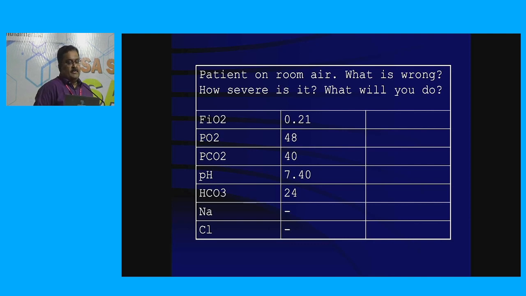He is on room air. FiO2 0.21, PO2 is 48, PCO2 of 40, pH is normal, bicarb is normal. PO2 is reduced, other values are normal. So the patient may be in hypoxemia. So we should supplement oxygen.